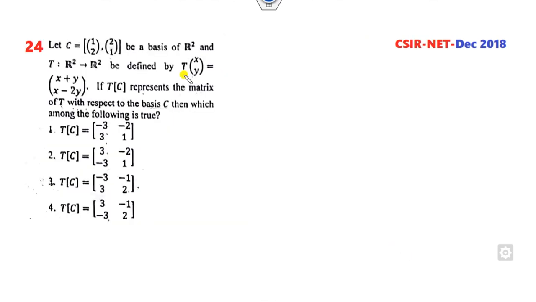Look at another question. C is the matrix related to the basis 1, 2 and 2, 1. Then for capital T, we have to define the relative basis. That's very simple. We can find firstly here, what is that? It is 3, then it is minus 3. And the second one is 2, 1: 2 plus 1 is 3, 2 minus 2 is 0.